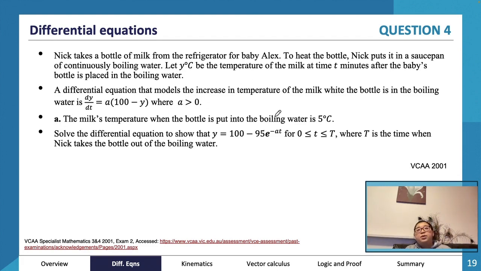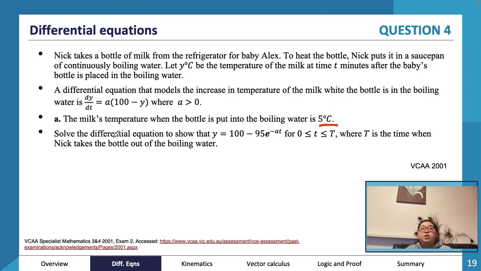So what is the milk temperature when the bottle is put into the boiling water? They're just stating that the milk temperature when put into the boiling water is going to be 5 degrees. Sure.